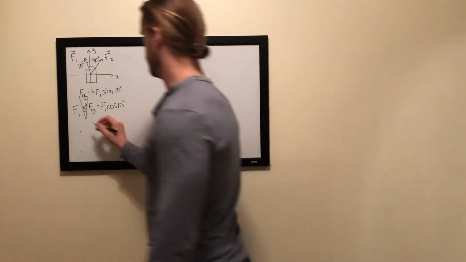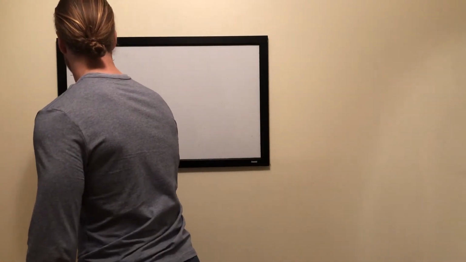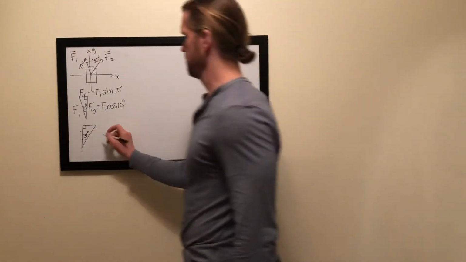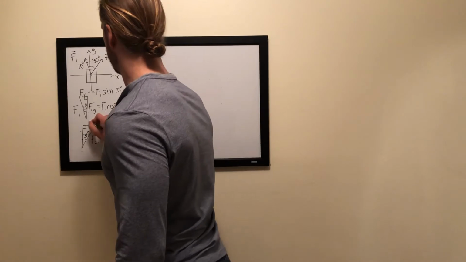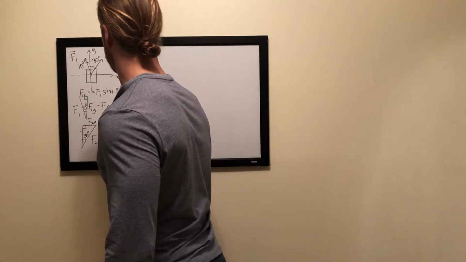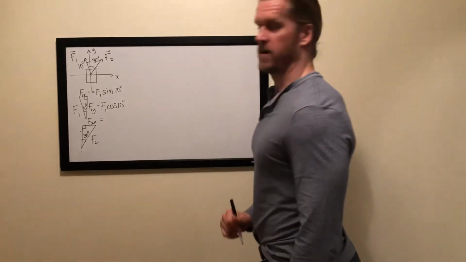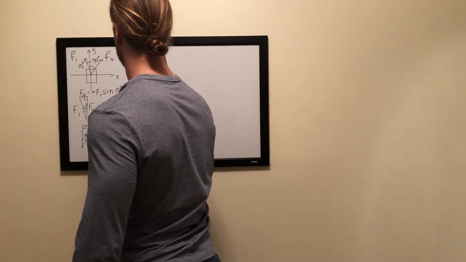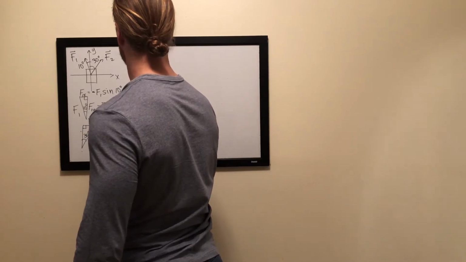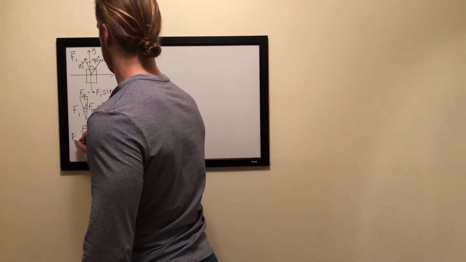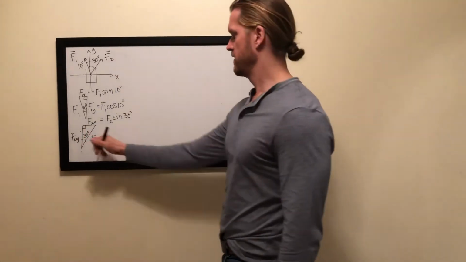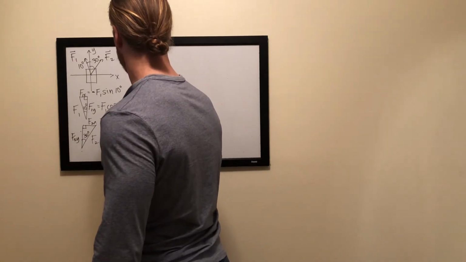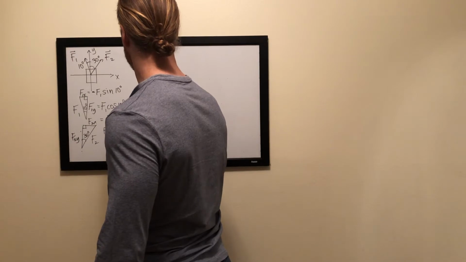Same thing for F2. Draw a right triangle. There's our 30-degree angle. Here's F2x. That is opposite to the 30-degree angle. It points to the right, so it's positive. And here's F2y. That's adjacent to the 30-degree angle, so it gets a cosine.